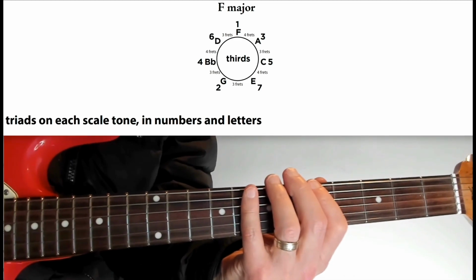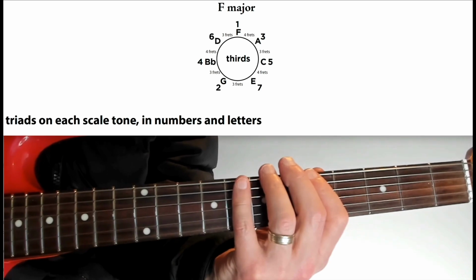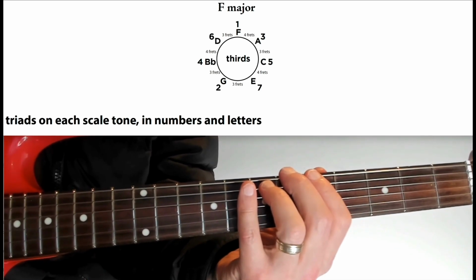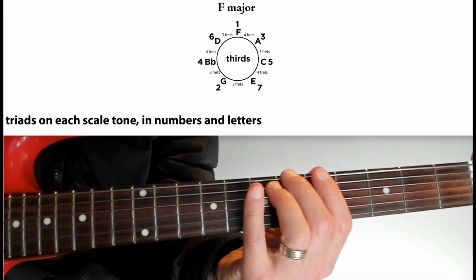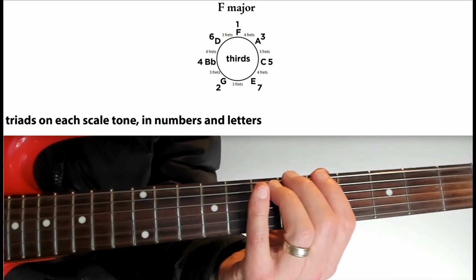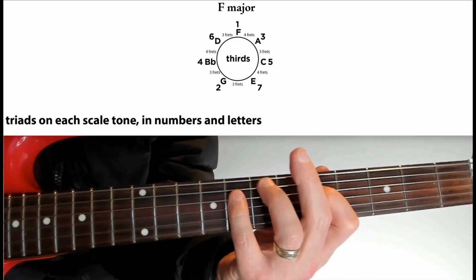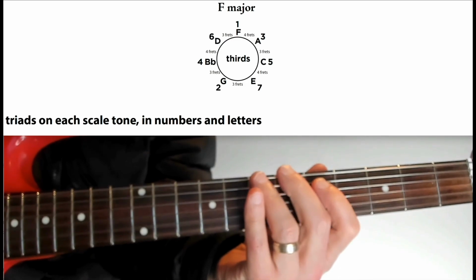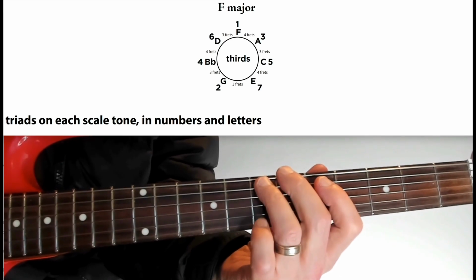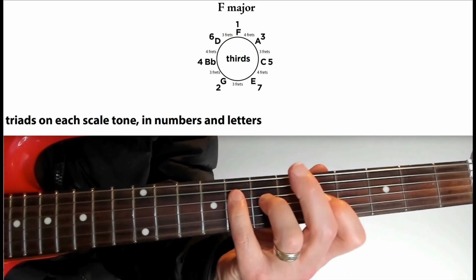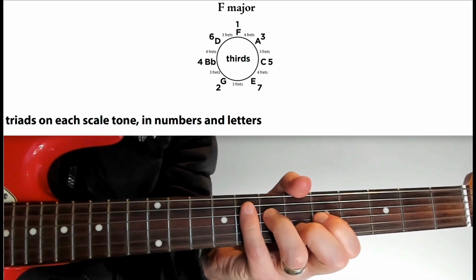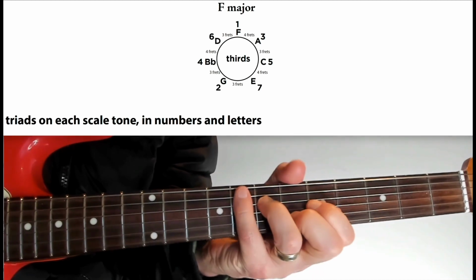And the 7 chord is an E diminished triad. And those are the 7, 2, 4s. And here's 4, and then 7, 2, 4, 7, 2, 4. And in letters, those are B flat, E, G, B flat, E, G, B flat. Those are all the triads on the F scale by number in this fingering.